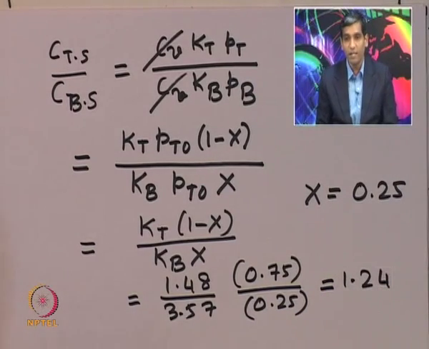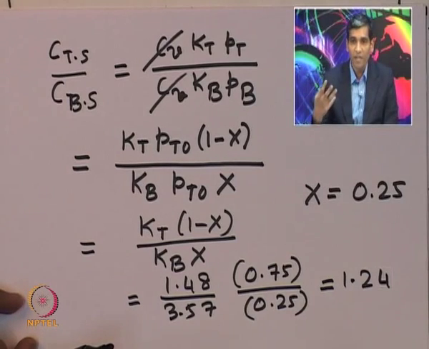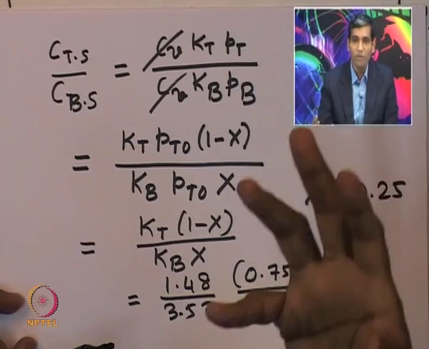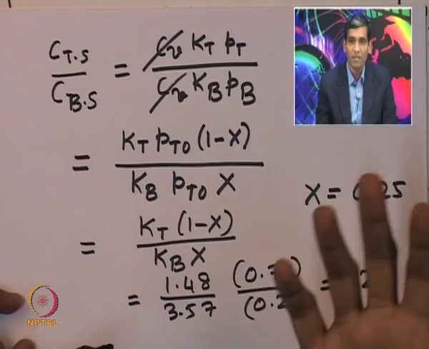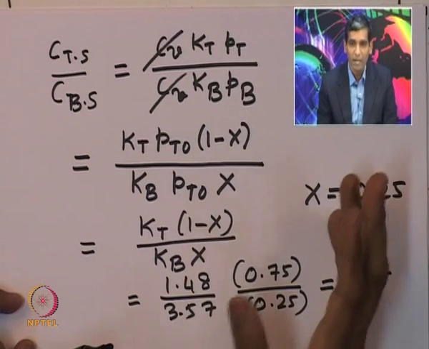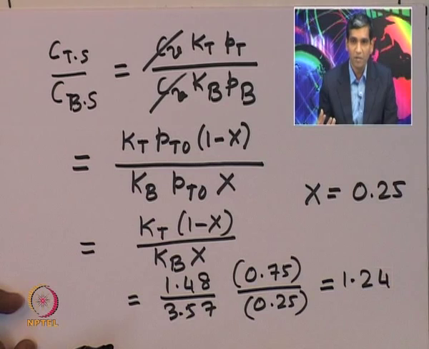So this is approximately equal to 1.24. What this suggests is that the number of sites on which toluene is adsorbed is actually about 25% more than the number of sites on which benzene is adsorbed for the given set of experimental conditions. That's an important piece of information that one can deduce. So if one needs a 25% conversion, or X to be 0.25, the number of sites on which toluene is adsorbed has to be about 25% greater than the number of sites on which benzene is adsorbed.